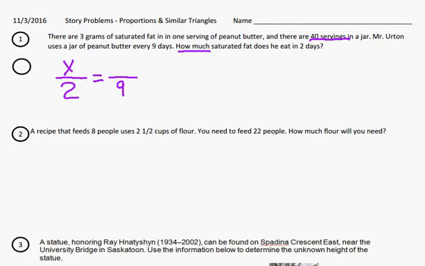But each serving has 3 grams of saturated fat. So I need 3 times 40, which is 120. So I'm going to rewrite that: X over 2 equals 120 over 9.